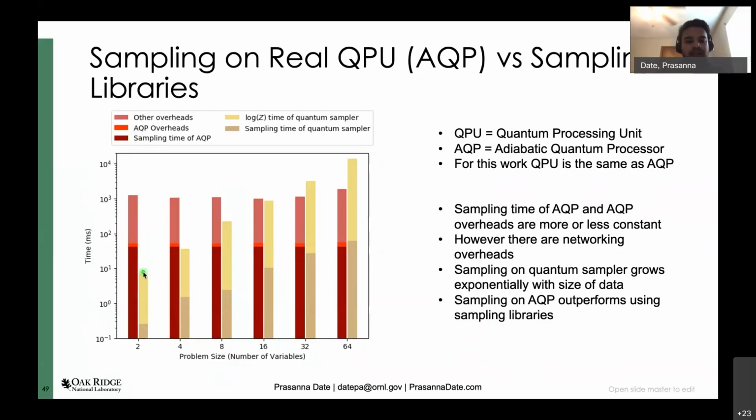But as you see, as the problem size increases, the D-Wave time, the actual hardware time, more or less stays constant, and the simulated time, which is running on a classical computer, keeps on increasing linearly on a logarithmic scale. So it actually increases exponentially. The MNIST dataset has around 784 variables or so. So you can extrapolate this graph and see that the D-Wave is really going to give you a very high speedup.